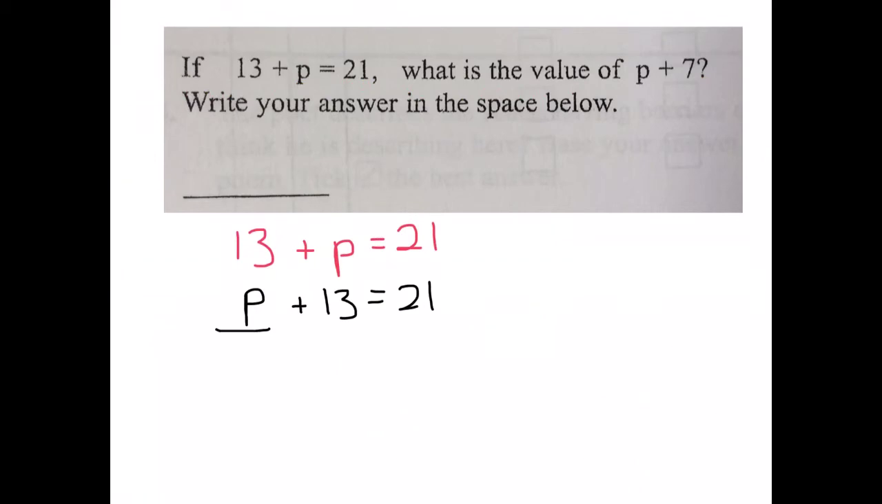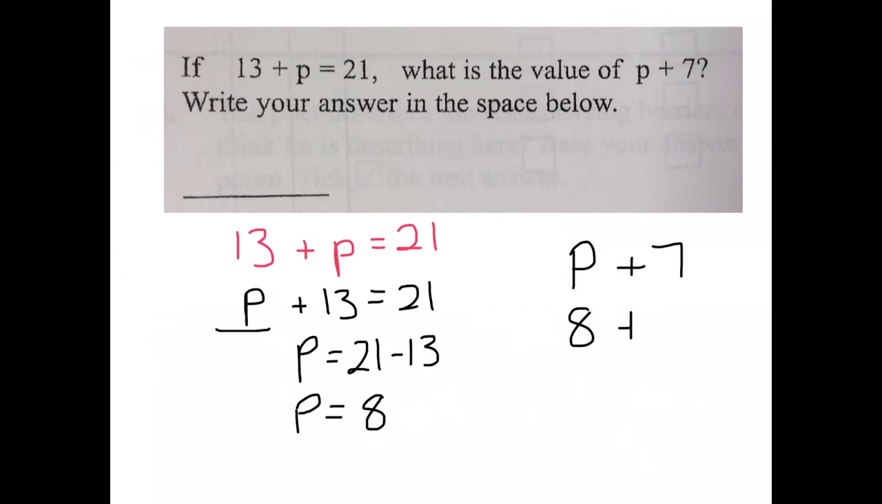So to find the answer then, we are left with p equals 21 minus 13. So p, we do a little bit of mental maths, is 8. And then we can carry out p plus 7. So it's 8 plus 7. So our overall answer is 15.